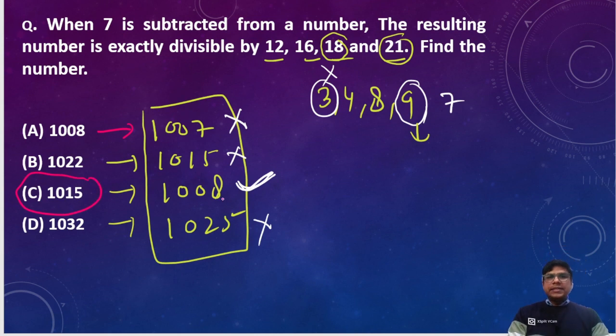C is the number where, when we subtract 7 from it, the resulting number will be exactly divisible by the given numbers. So option C is the right answer. Now let's move on to the next question.